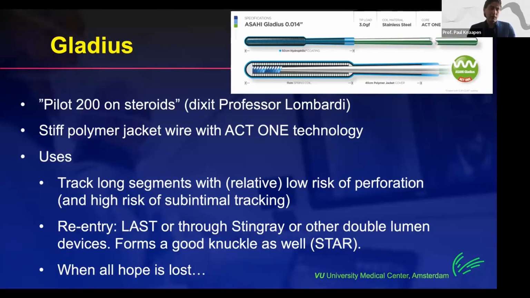And in my practice, when all hope is lost, so sometimes you're out of options, you start over again, you take a Gladius, it's a stiff polymer jacketed wire, from the get-go of the proximal cap, and sometimes you somehow end up in the true lumen.